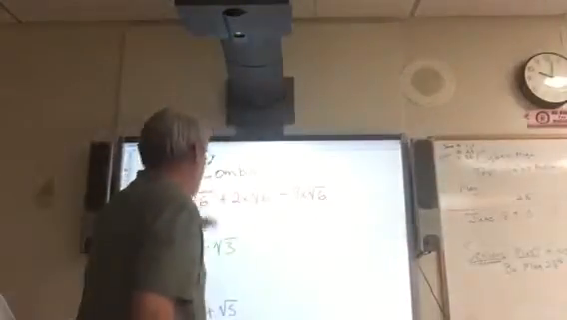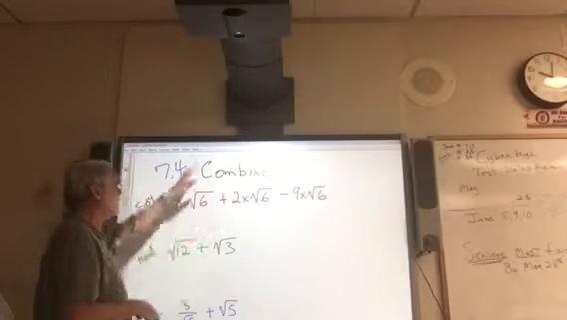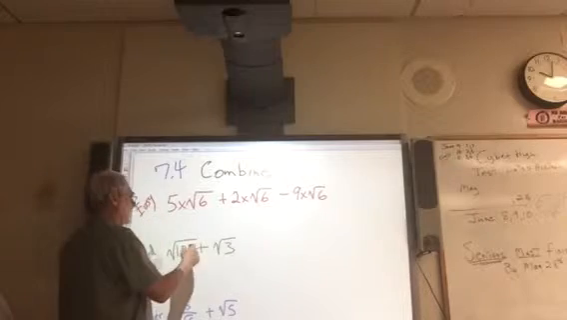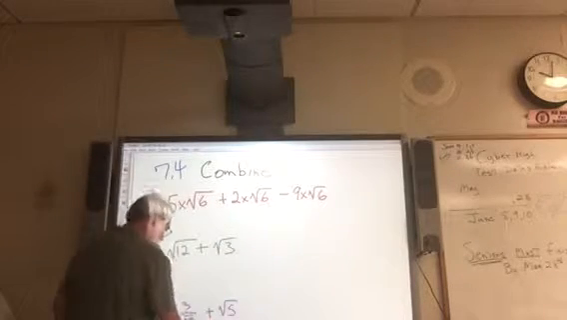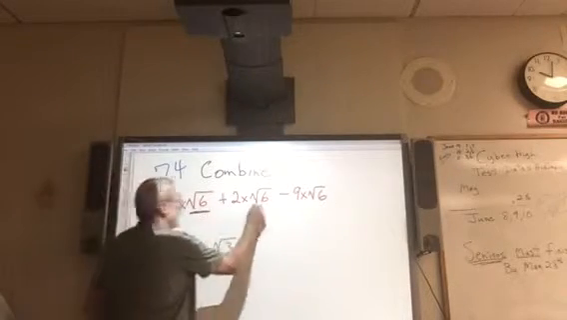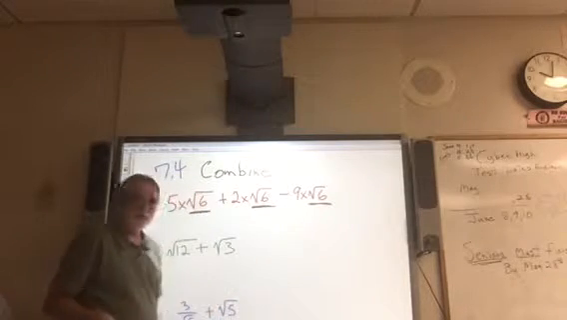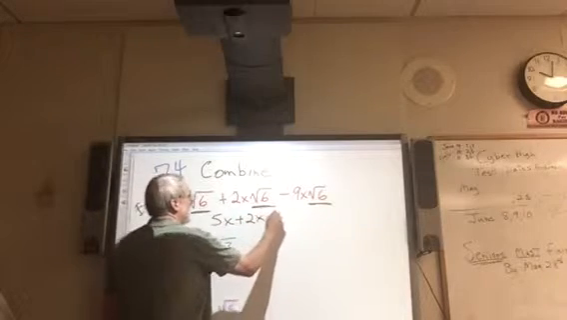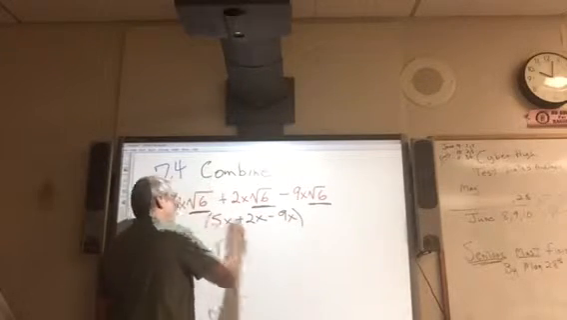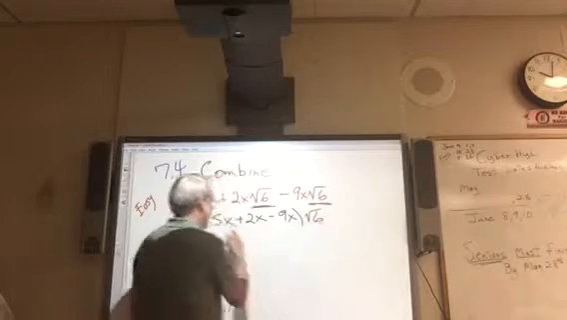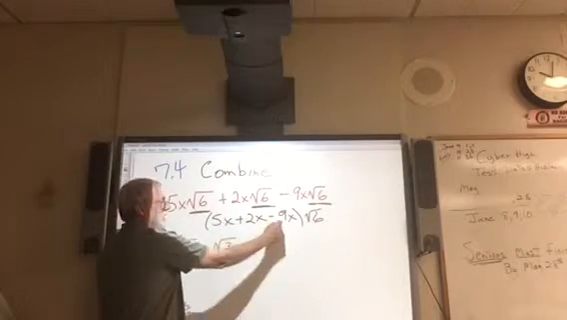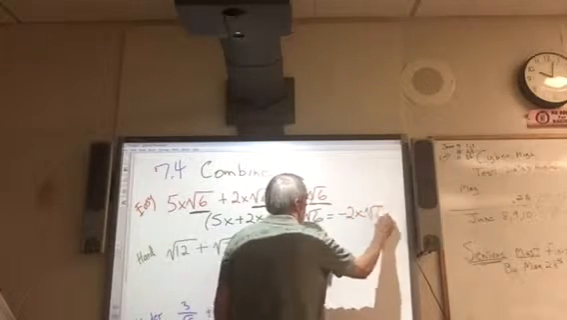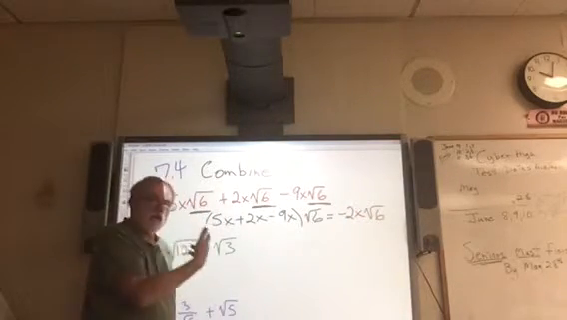Now let's move on. Now we've got section 7.4. We're going to be combining some radicals. Of course, this is the easy one. Why is it the easy one? Well, let's see. It's an easy one because they have something in common. So all we're going to do is go 5x plus 2x minus 9x, all of that times radical 6. Well, if you look at that, that's 7x minus 9x. It's negative 2x radical 6. As I said, that's the easy one.